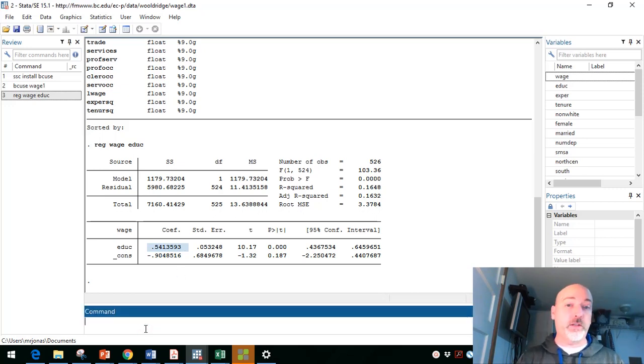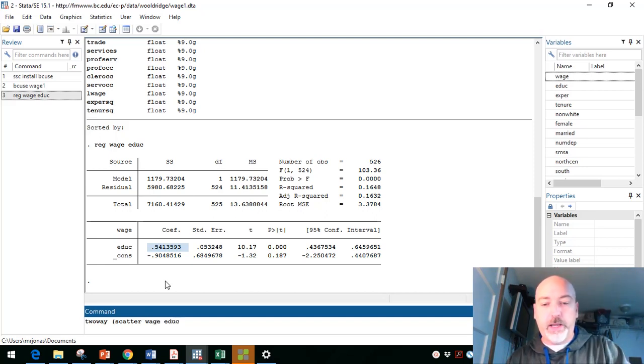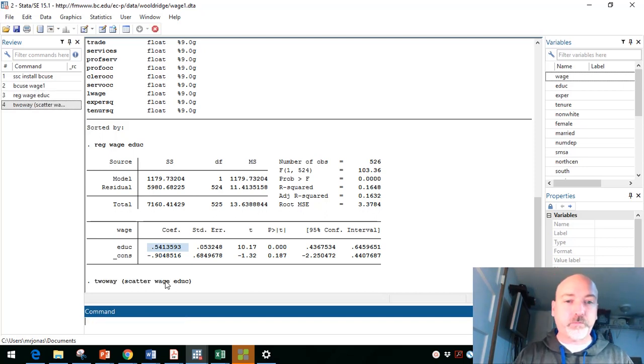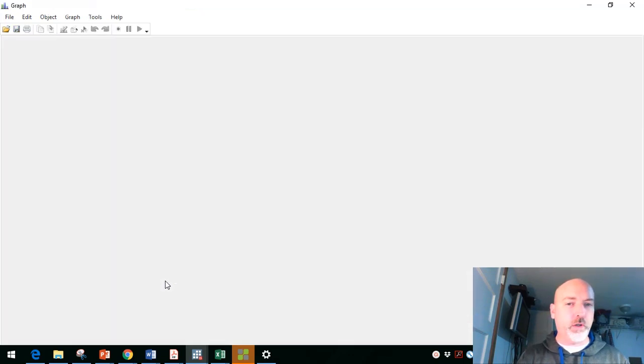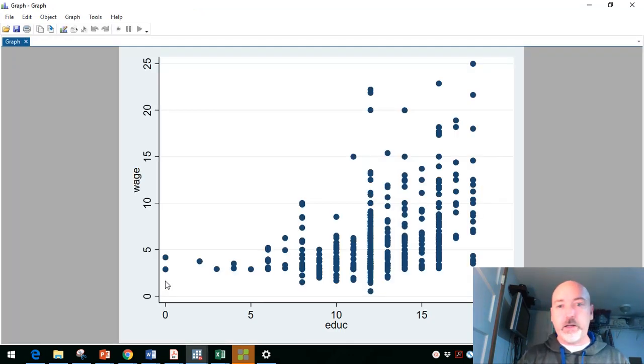The obvious thing to do is once again just give your data the eyeball test. Just call up a simple two-way scatter plot. You can do this in the graphics drop-down menu, but just using the command twoway scatter, we'll put in our y variable, in this case wage, and our x variable, education. And all we're looking for here is any kind of indication of nonlinearity.